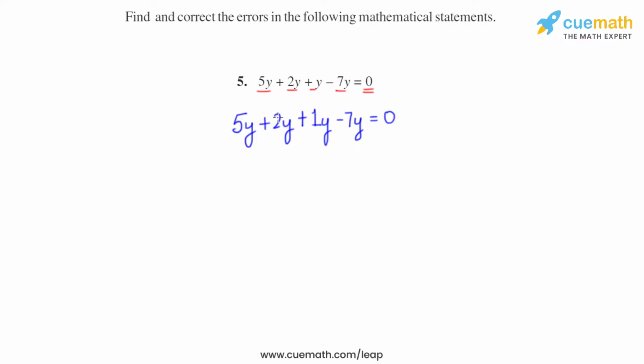Now 5 plus 2 is 7, 7 plus 1 is 8. As they are like terms, all the terms are having the same variable y. 5y, 2y, 1y, 7y all have the same variable, so they are called like terms. We can add them. So 5 plus 2 is 7, 7 plus 1 is 8 and 8 minus 7 is 1. So the answer should be 1y or just y. Both are correct. So instead of 0, the answer should be 1y or y.